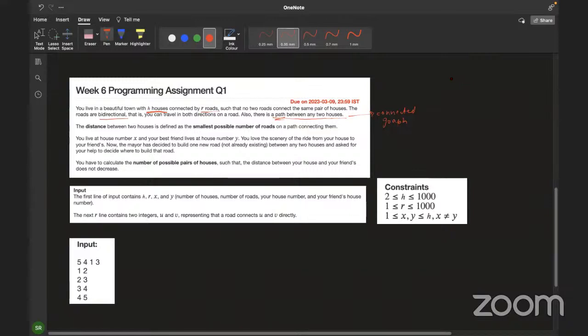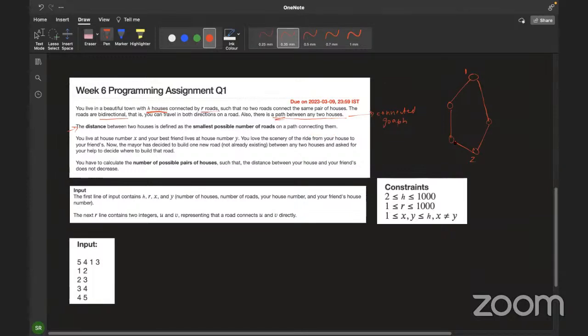right? To explain this statement, I'll just draw this. For example, this was the graph we were looking at, and we need to find the distance between houses 1 and 2. According to this statement, the distance between two houses is defined as the smallest possible number of roads on a path connecting them.